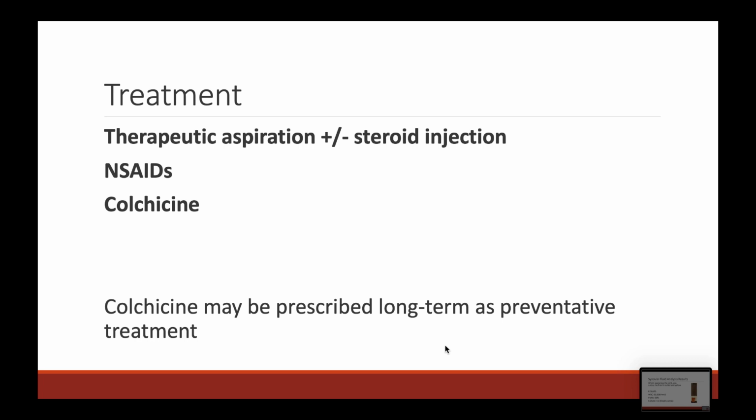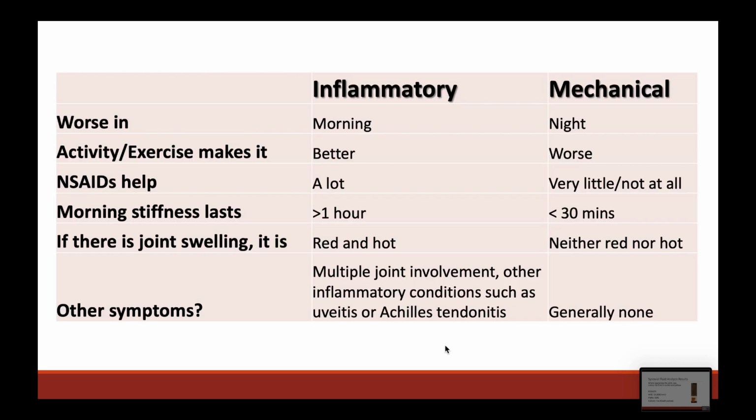Okay. So here you can see the differential diagnosis between an inflammatory joint versus a mechanical joint. An inflammatory joint is normally worse in the morning, where you get morning stiffness, whereas a mechanical joint is worse after a day of walking or moving about, where there is increased stress. For inflammatory, exercise makes the joint better, and for mechanical, obviously, the more you move it, the worse it gets. NSAIDs help a lot in inflammatory, but have limited effects in a mechanical joint.